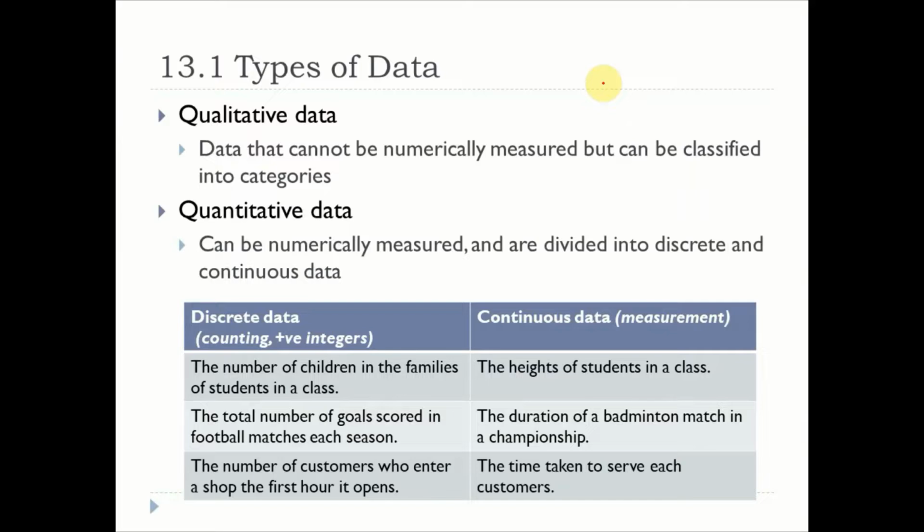So there's two types. There is qualitative data, which is data that cannot be numerically measured. So this means, like, could be something like the status of someone. Maybe they said single, how many persons, divorced, how many persons, widowed, how many persons. That is qualitative, because it's not a number.